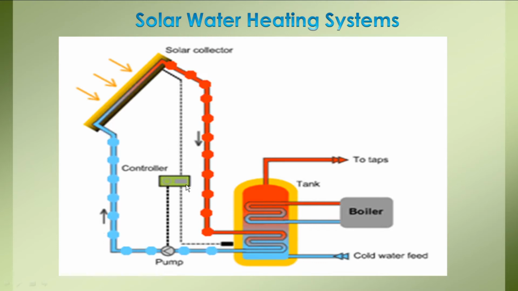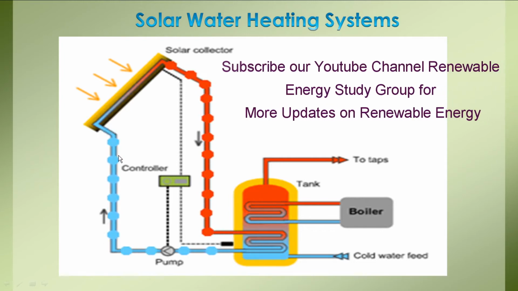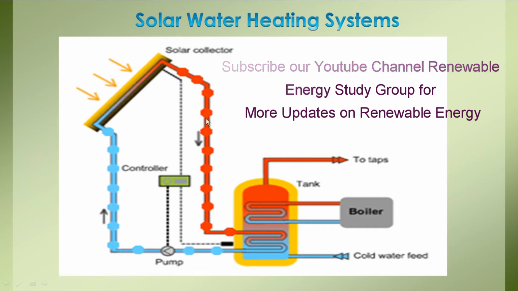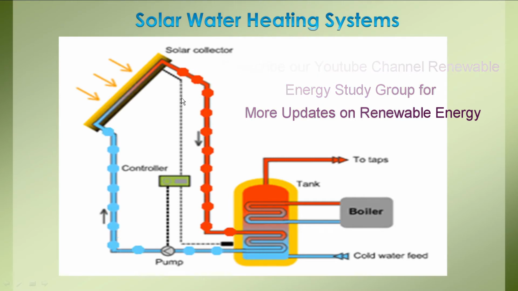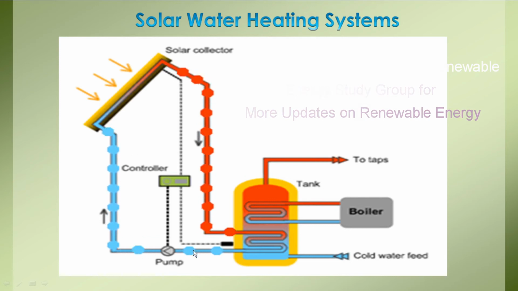With the help of a controller, the pump is operated in an on-off system and the cold water is given to the collectors. Basically, the temperature is measured at the upper side and the temperature is also measured at the inlet of the storage tank. When this temperature difference is bigger, the pump is operated and the cold water is transferred into the collectors.